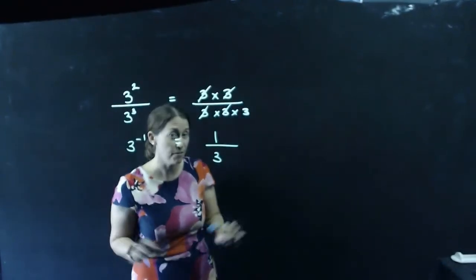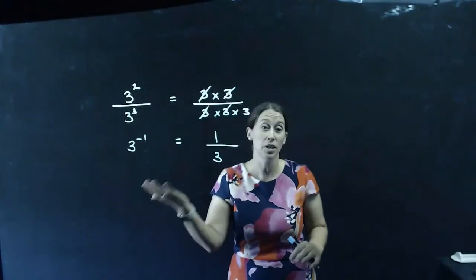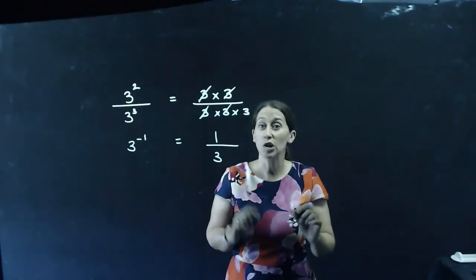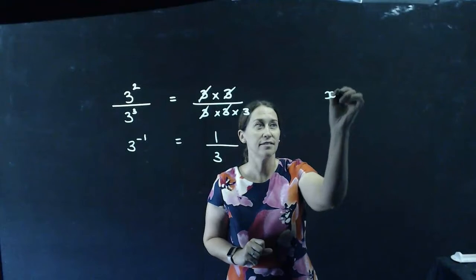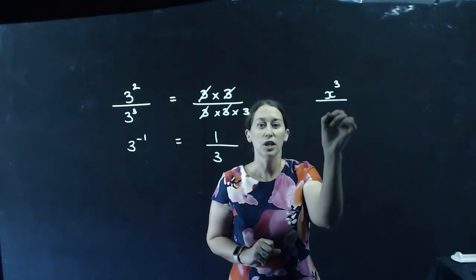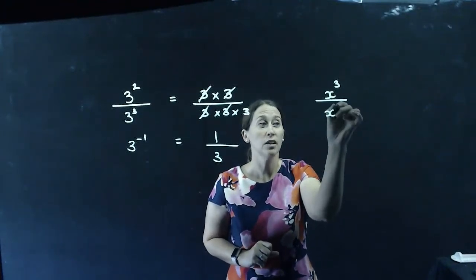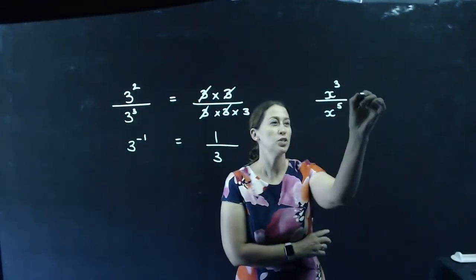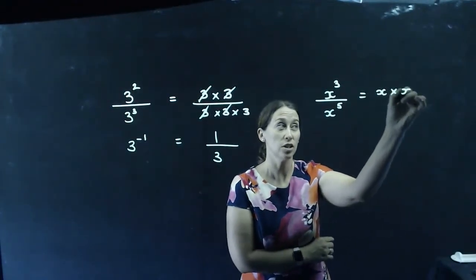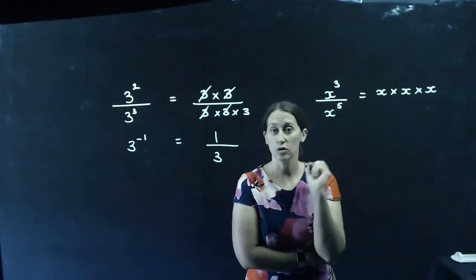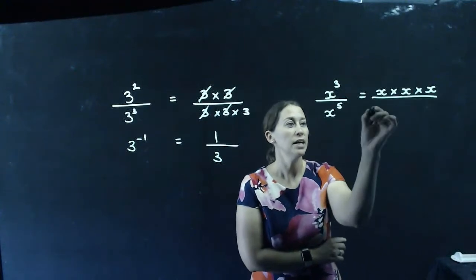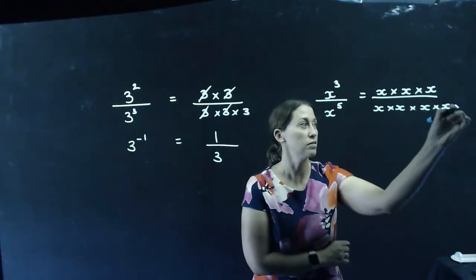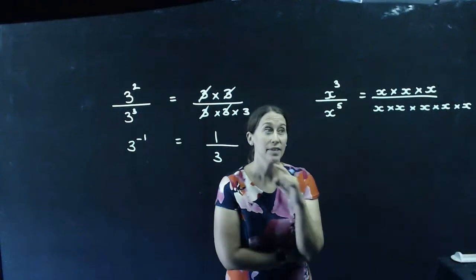Let's have a look at a different number and see if we get a similar pattern. Let's look at a pronumeral. Let's look at x to the power 3 divided by x to the power 5. Again, let's use expanded form. So we've got x times x times x, for x cubed, divided by x times x times x times x times x. Again, this idea of cancelling.